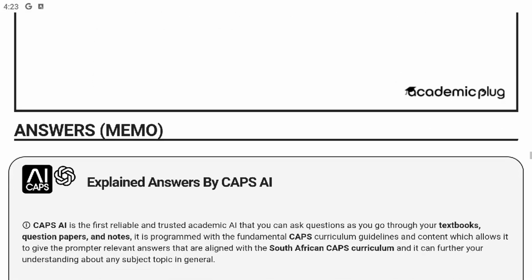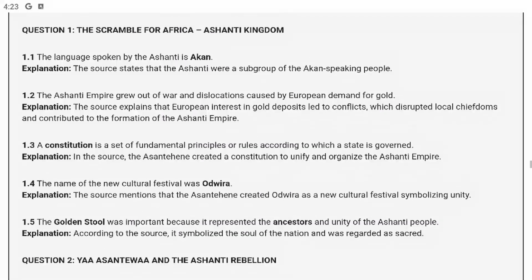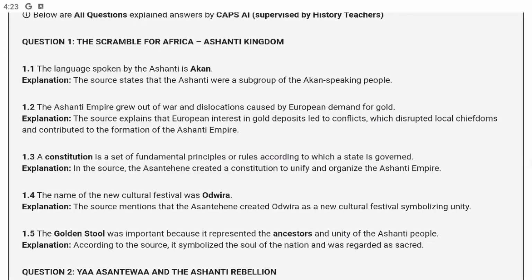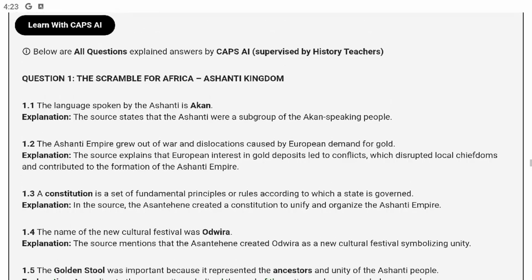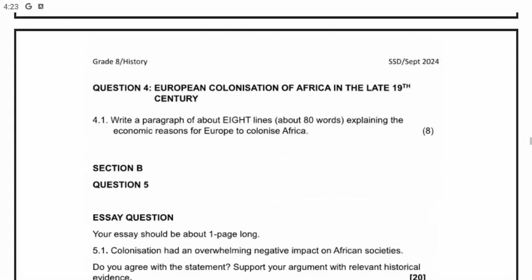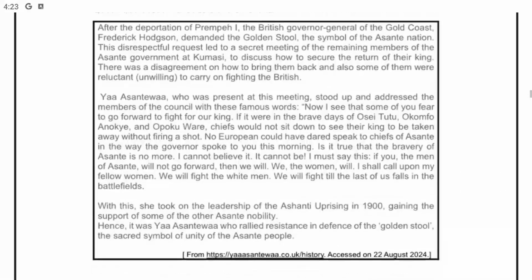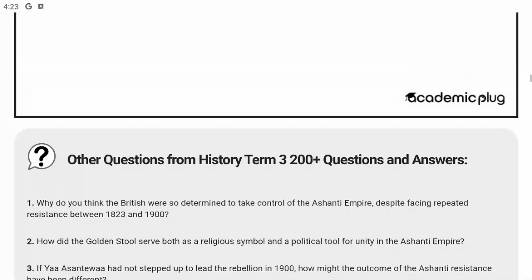So 1.2, it was an explanation that they asked for, right? But the explanation given by Caps AI is simply us making sense of why the Ashanti grew out of war and dislocation caused by the demand for gold. So I hope you're not confused by that. The question will clearly state that explain, and that's where you will have to reference the context.